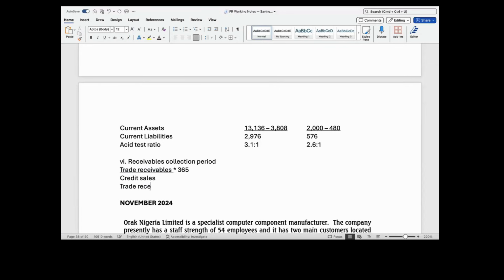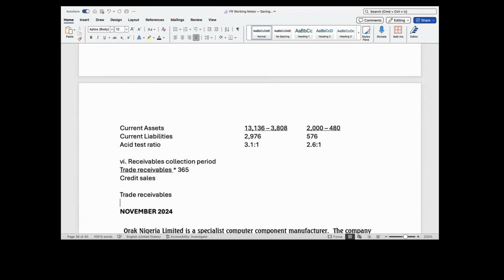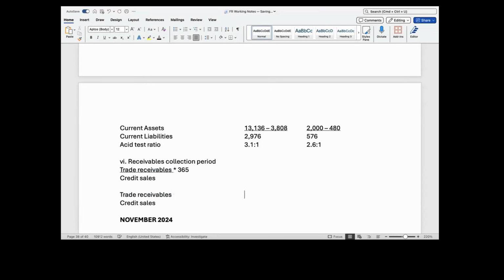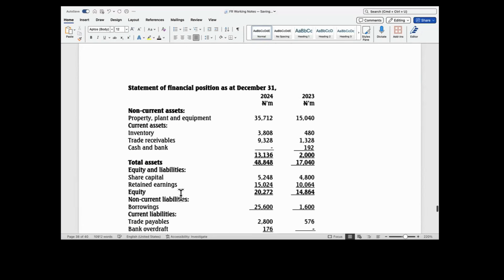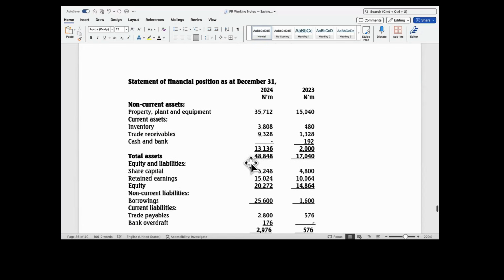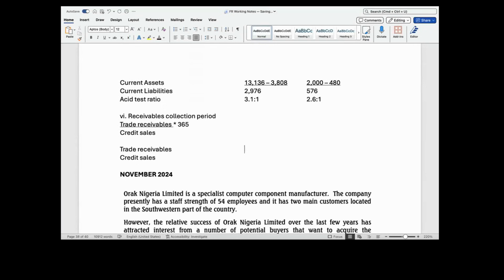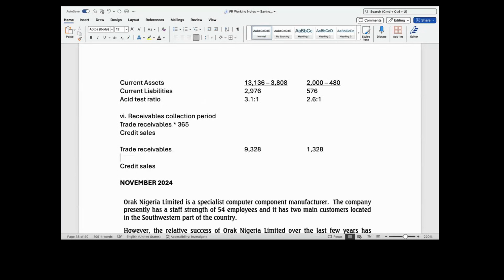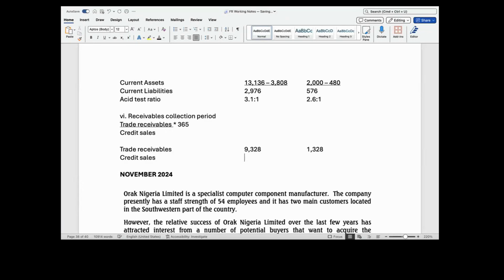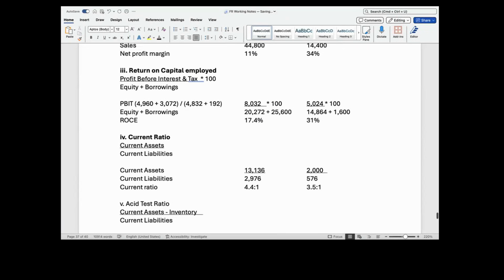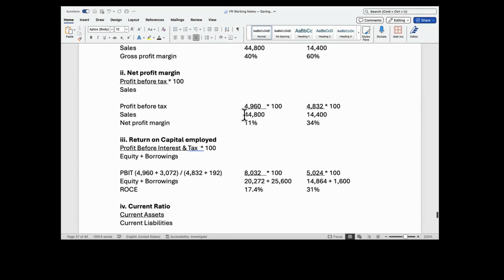In this case, what's our trade receivables? What's our credit sales? In 2024, this is 9328, 2023, 1328. They're so similar. And I think we have our sales up here: 44,800 and 14,400.